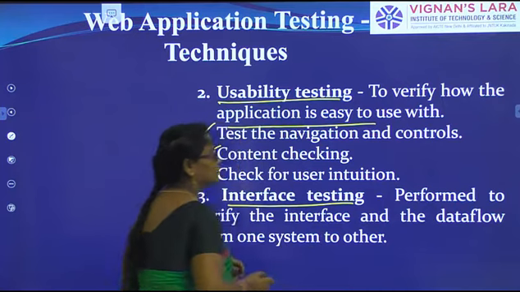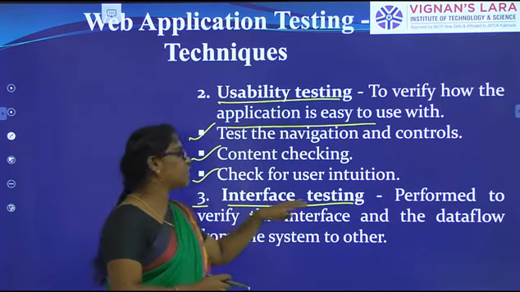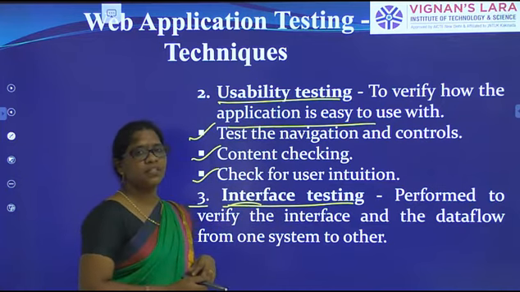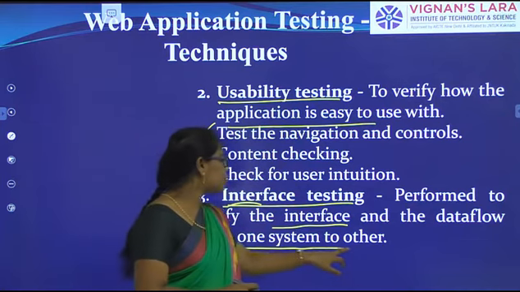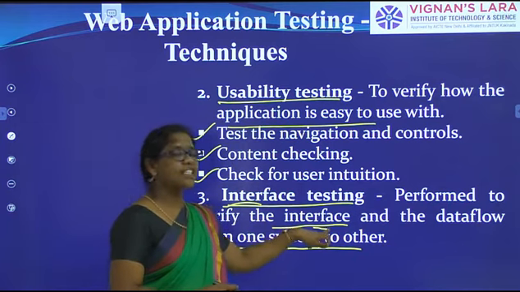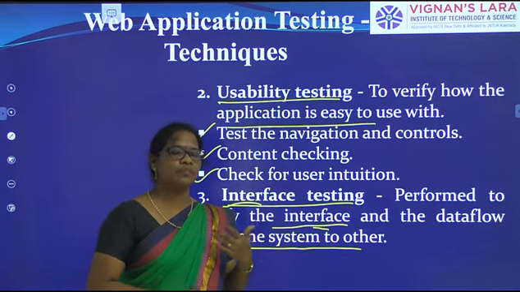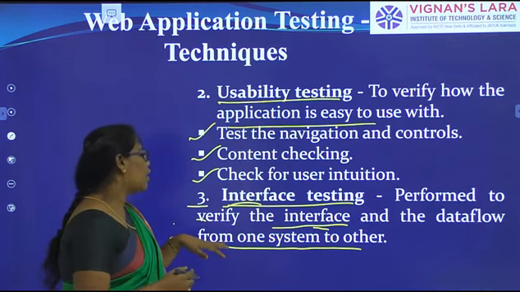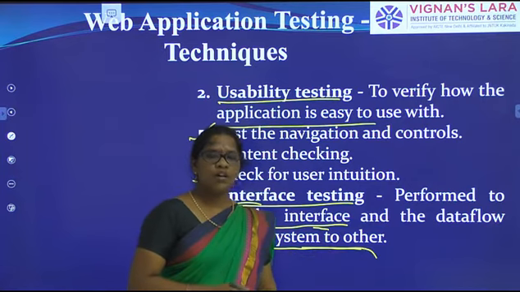And next, thirdly, interface testing. So the second one is usability and the third one is the interface. The first one is the functionality. So what is interface testing? It is performed to verify the interface and the data flow from one system to the other. Interface is nothing but how the system faces the user. We can also call interface an interaction. And the data flows from one system to the other. So how is the data flowing?